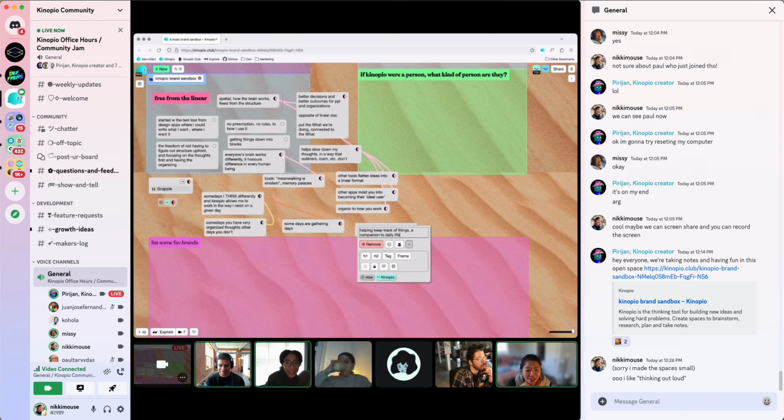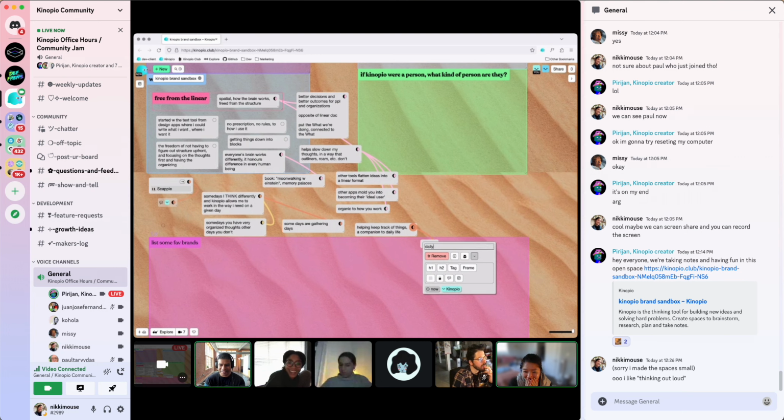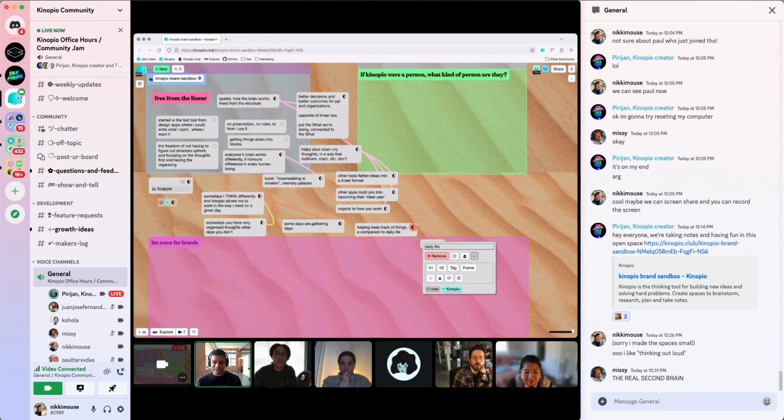Or is it your first brain? It's interesting because second brain, as a term, has been co-opted, let's say, to mean something very different. But with your description of it, it does sound like second brain is the right word to use there. Or first brain. But this kind of companion for daily life. That's a great way to think of second brain, I think.